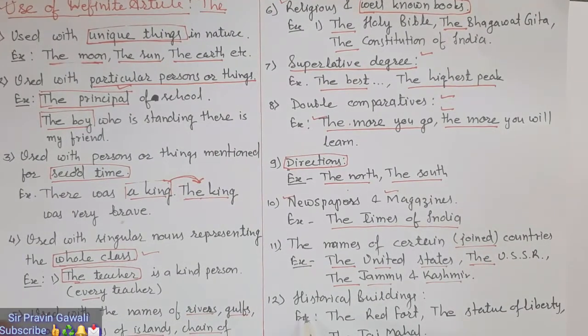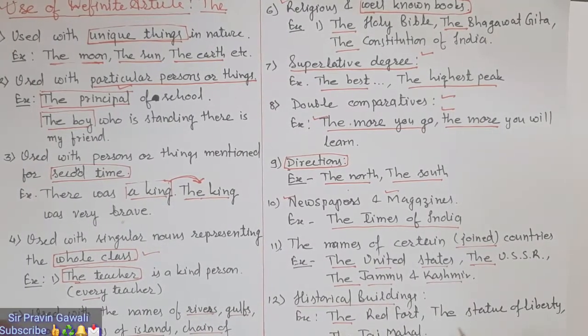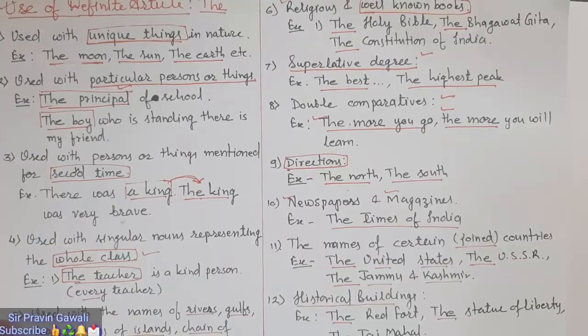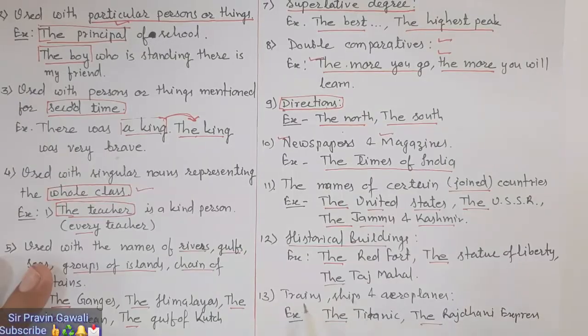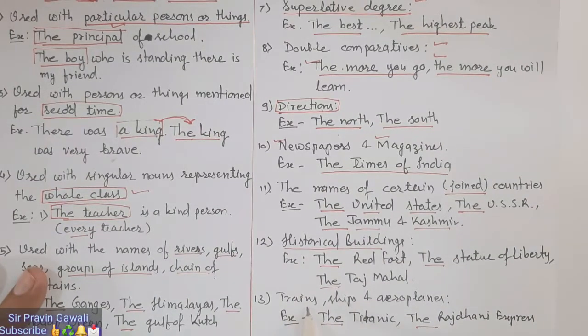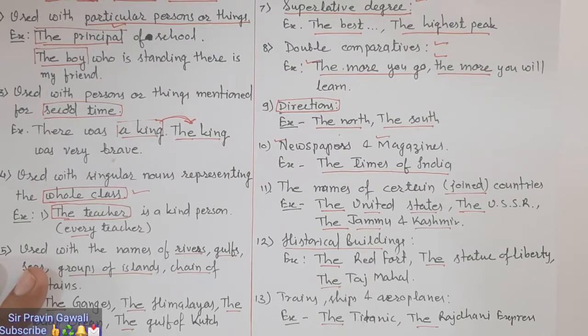Now, it can be used with historical buildings. For example, the Red Fort, the Statue of Liberty, the Taj Mahal, the Raigad, etc. Now, it can be used with the names of trains, ships and aeroplanes. For example, the Titanic, the Rajdhani Express. Okay, have you understood? Very good.